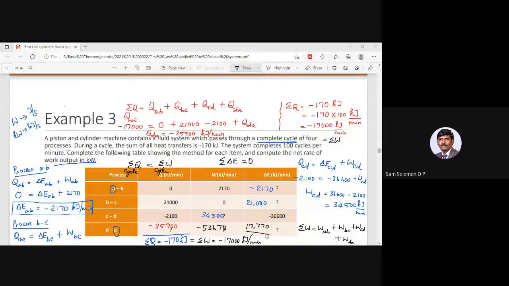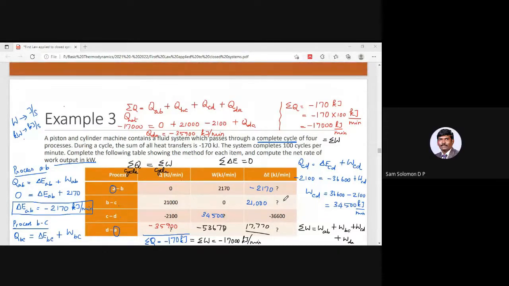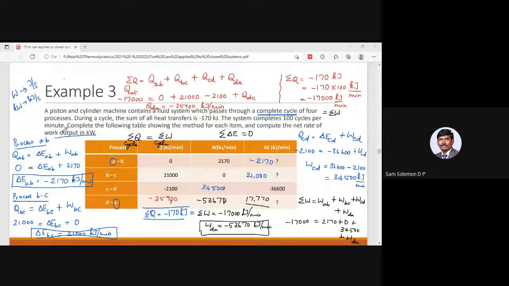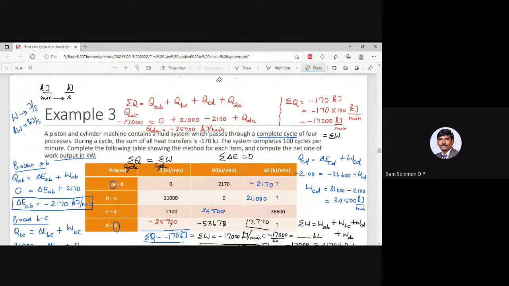So are we done with this problem? Net rate of work output, sir. Very good. So there is one more question to be solved. They're asking us to find out the net rate of work output in kilowatts. Okay. So now we have net rate of work output in kilojoule per minute. So all that you have to do is divide this minus 17,000 by 60 and write the answer in kilowatts.